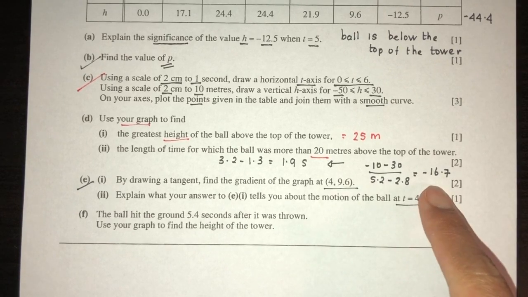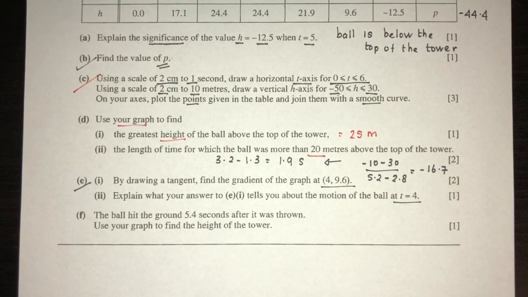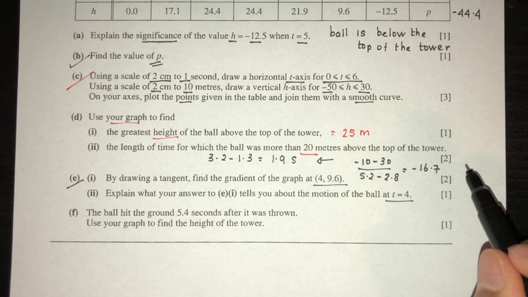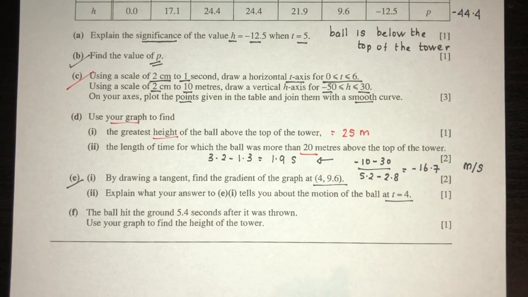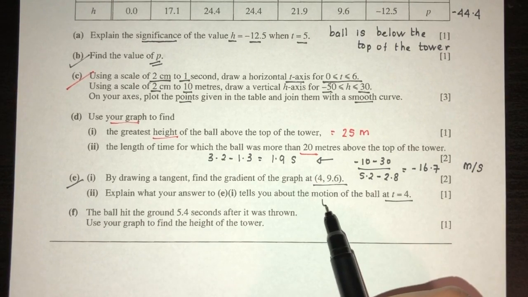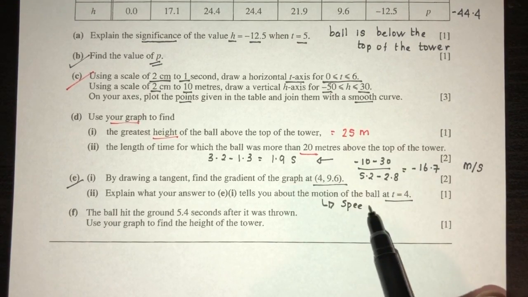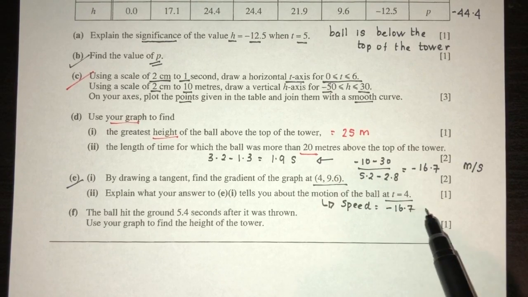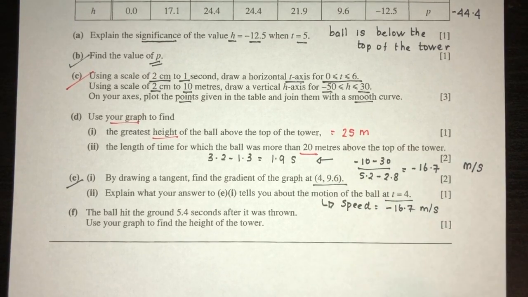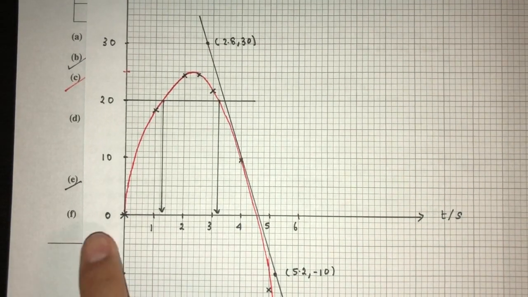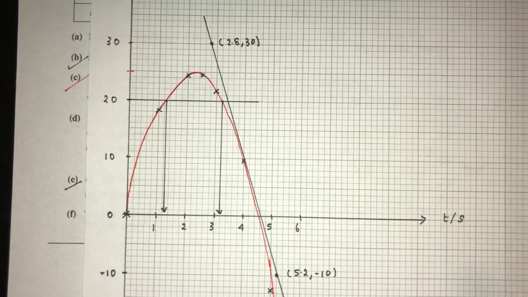So you have to know the gradient is the y value divided by x, which is meters divided by seconds. So what is expressed by meters per second? This is the speed, right? The rate of change of meters is the speed. So what does it tell you? The speed is negative. So the speed of the ball at time t4 is equal to minus 16.7 meters per second. This depends on the velocity maybe, because we have two directions.